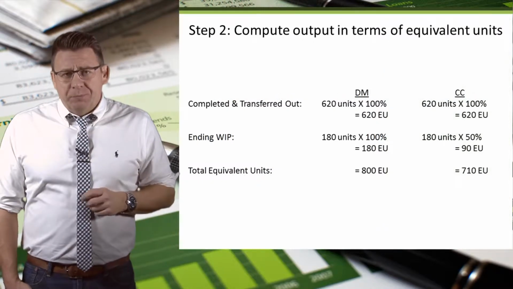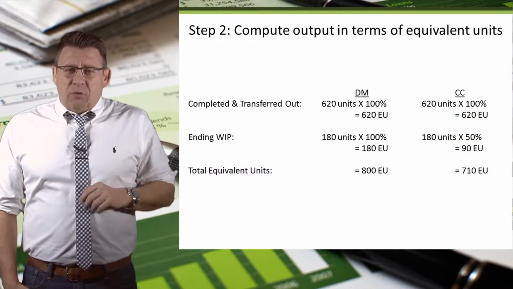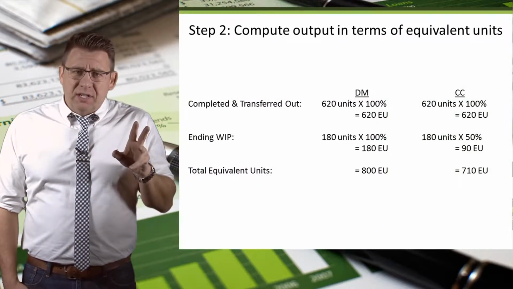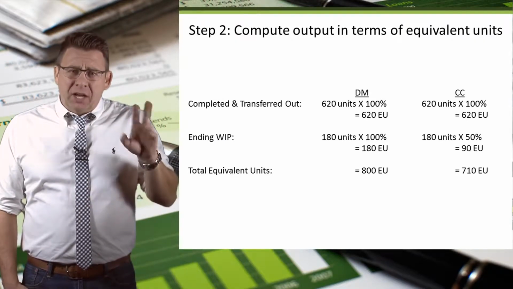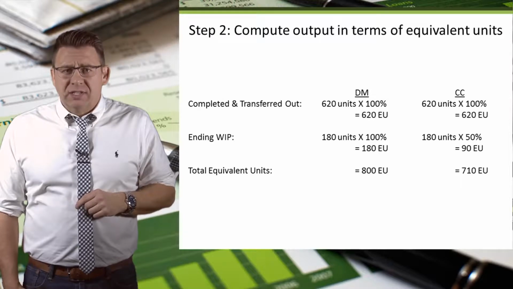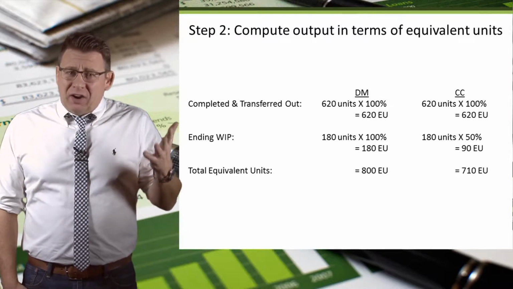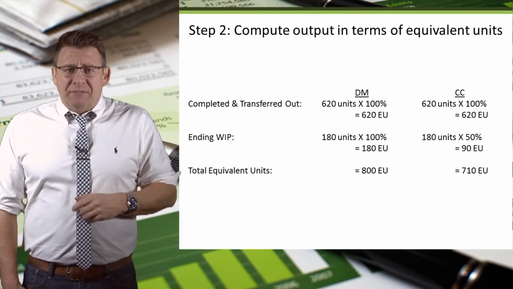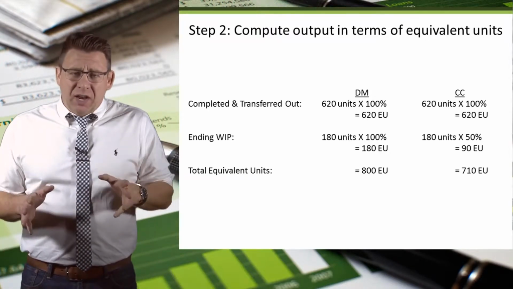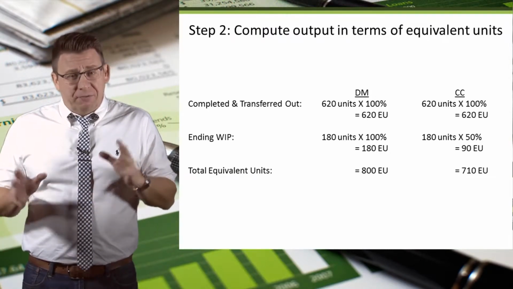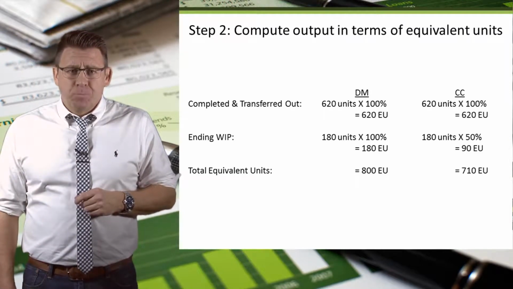So here's the math. Completed and transferred out, we had 620 units, which are 100% complete for direct materials and 100% complete for conversion costs. I hope you understand why they are 100% complete. If they've been completed and transferred from this process, they are done with material, labor, and overhead from this process.